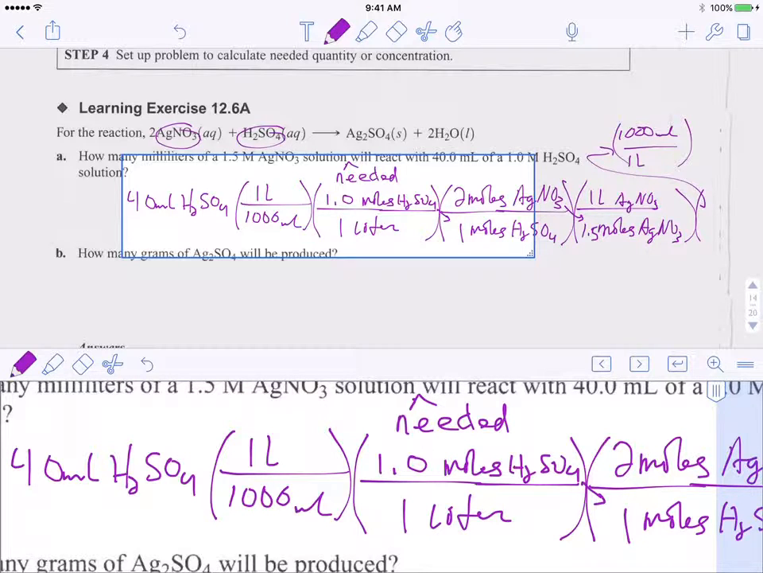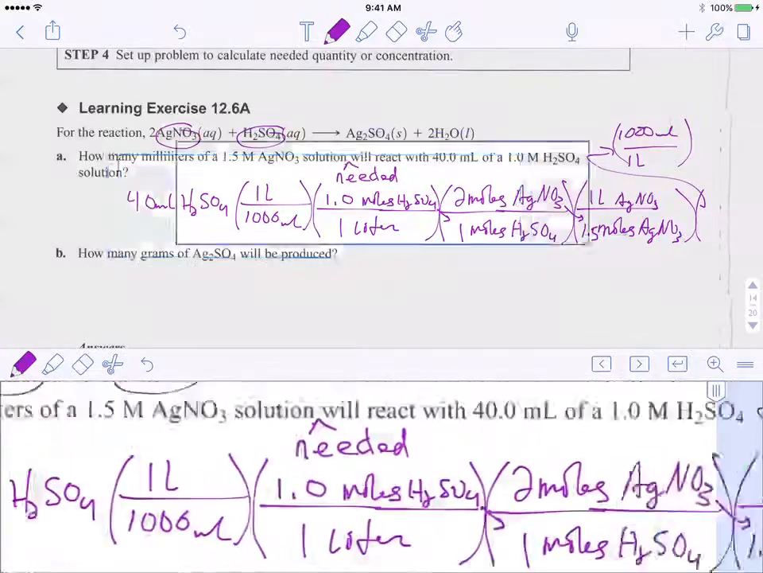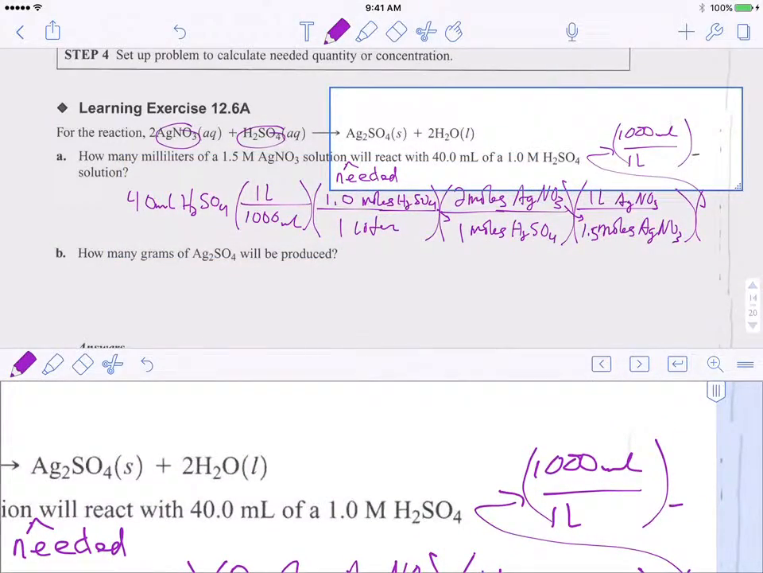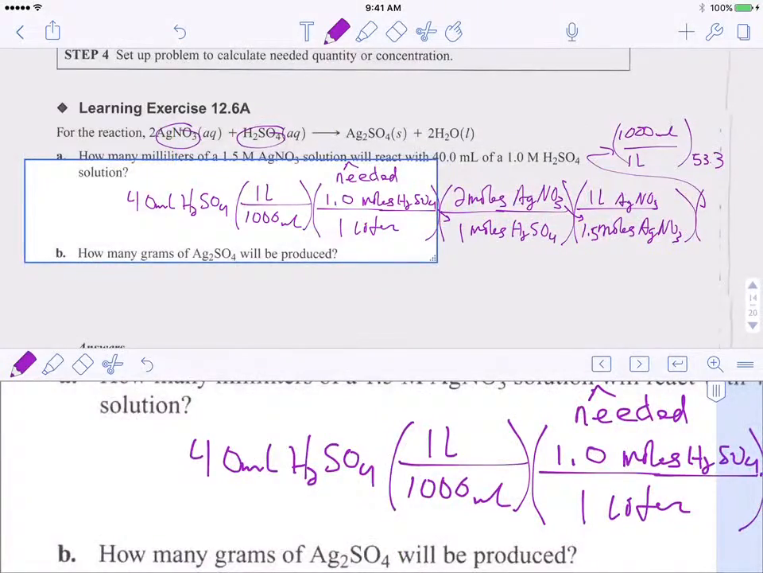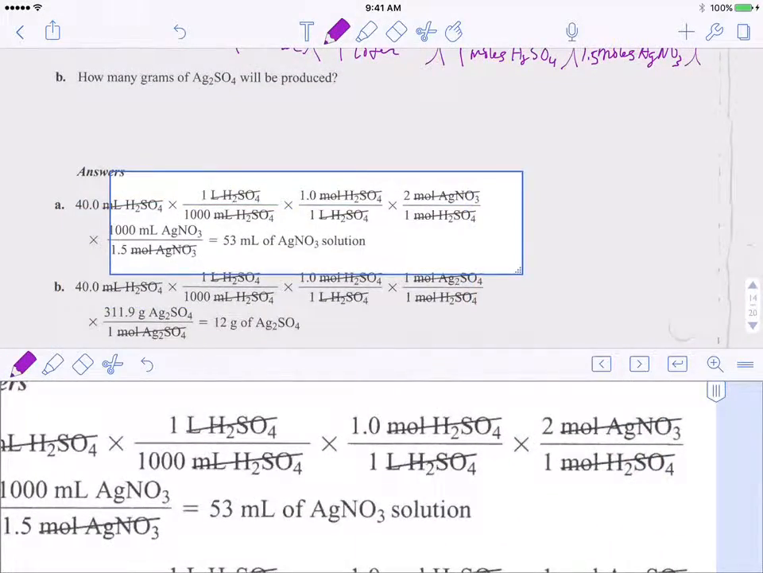So we're going with parentheses 40 times 1 times 1 times 2 times 1 times 1,000 end parentheses divided by, start the next parentheses, 1,000 milliliters times 1 liter times 1 mole times 1.5 moles times 1 end parentheses. Cool, I got 53.3. Check my answer, 53 milliliters, excellent.